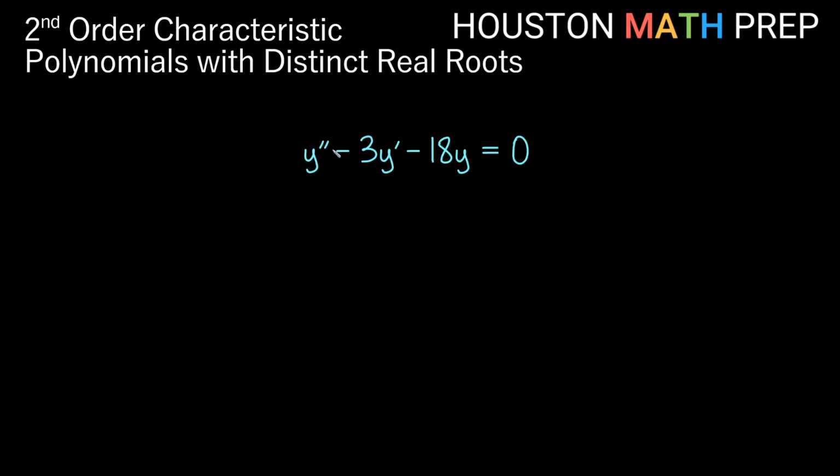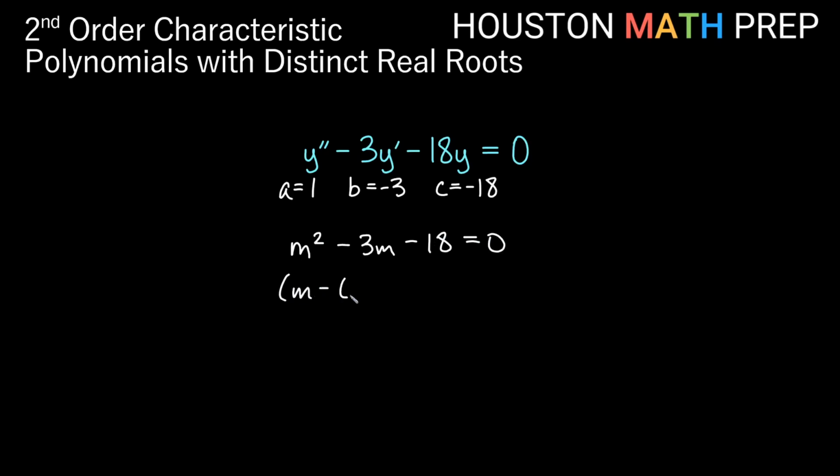So here we've got y double prime minus 3y prime minus 18y equals 0, homogeneous, linear, constant coefficients. Our coefficients: a is 1 here, b is negative 3, and c is negative 18. So our characteristic polynomial is going to look like 1m squared, just m squared, minus 3m minus 18 equal to 0. We solve this for m.